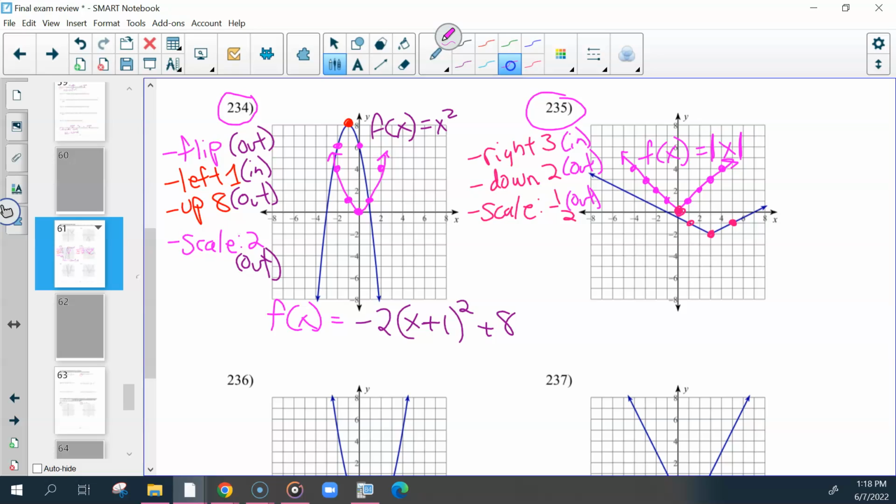The scale would come first after we write our f of x. So f of x equals 1/2. Then our inside piece, it would be opposite of what you think, so -3. And then outside of that, -2. Questions on that one?